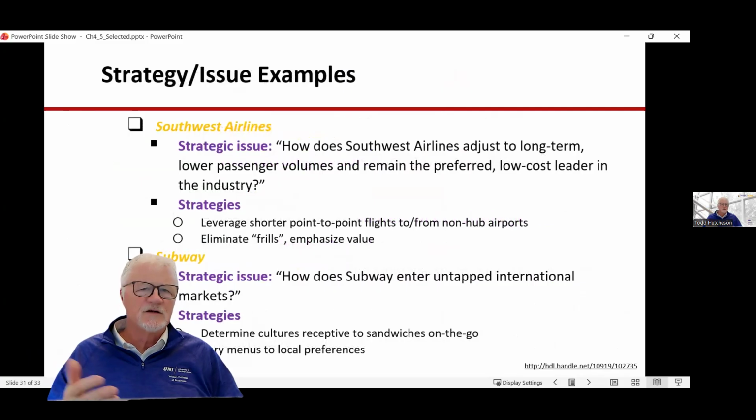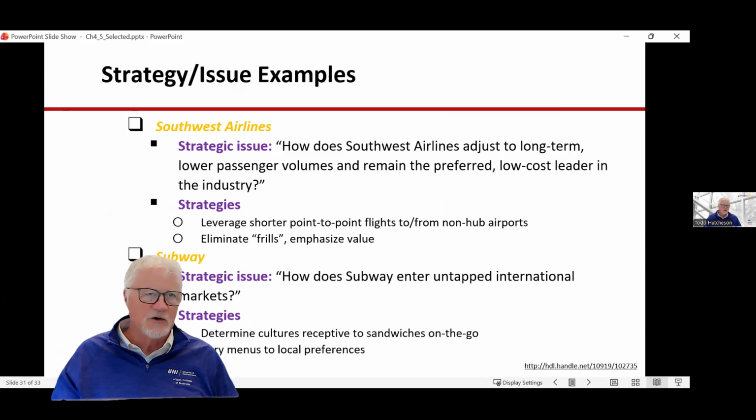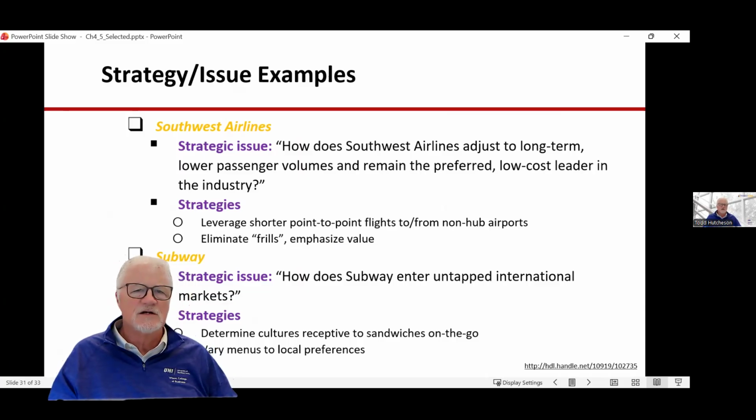Skip that one. Here's some examples. Southwest Airlines has a strategic issue to adjust to long-term lower passenger volumes and remain the preferred low-cost leader in the industry. That might be an issue that they have. Let's say we're in an economic downturn and the turn looks to be extended. They have to adjust passenger volumes. So they might leverage shorter point-to-point flights. They might eliminate frills and emphasize value, which in fact are strategies that Southwest Airlines takes.